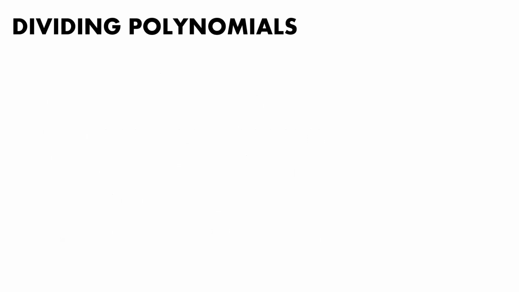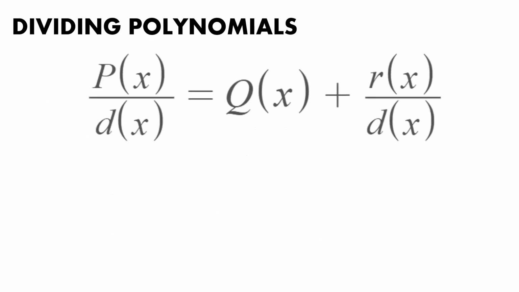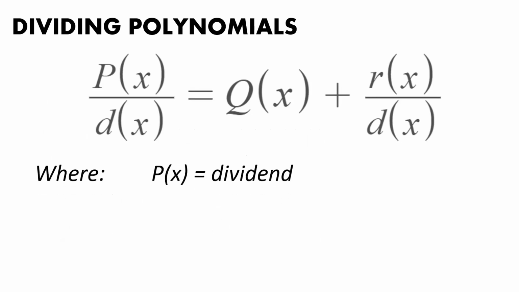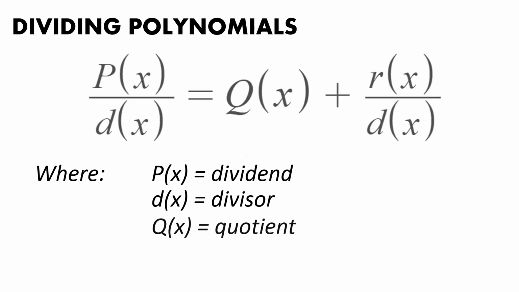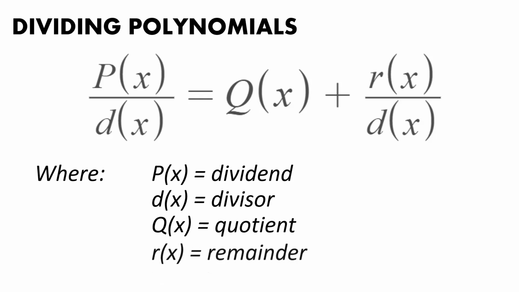So in dividing polynomials, we will form an equation like this. We have the p of x divided by the d of x. Obviously, p of x is our dividend, and the dividend is divided by our divisor. Take note that the dividend always has a higher degree than the divisor. Then, if we divide it, we will have our q of x, the quotient, plus the r of x, which is the remainder.